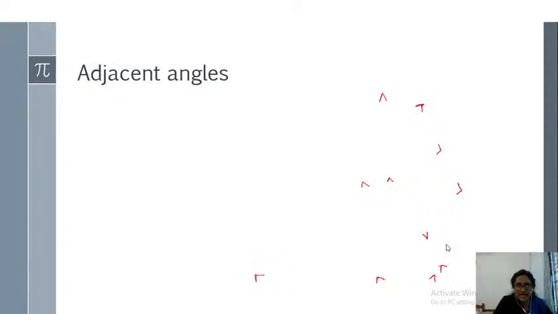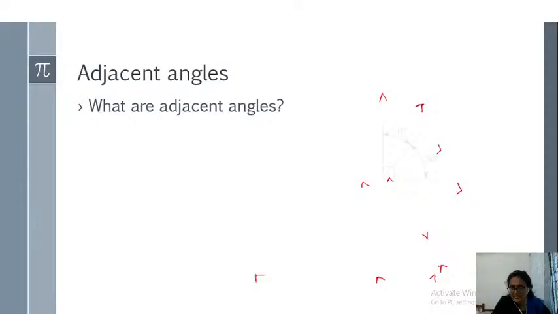Okay, now adjacent angles. What do you mean by adjacent? Adjacent means being near. So, here in this figure you can see that the 40 degree and 50 degree angles are near. See, they have a common vertex, they have a common arm, and their non-common arms are lying on both the sides.